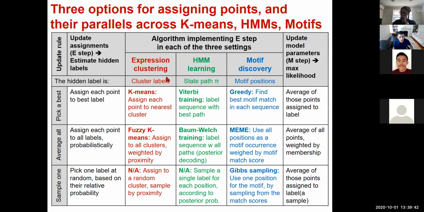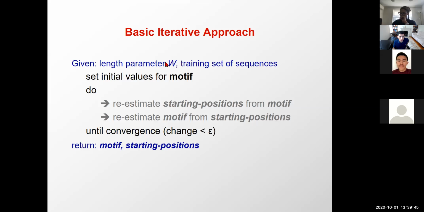So let's clarify further. We're going to have a basic iterative approach where, given some length parameter W, this is the width of the motif, and a training set of sequences, let's set some initial value for the motif and then iterate through the following. If I have the motif, I can re-estimate the starting positions from the motif. And if I have the starting positions, I can re-estimate the motif from the starting positions until convergence, until basically the change that I have in either the starting positions or in the motif is smaller than some epsilon. And then in the end, I just return the motif and the starting positions, okay?